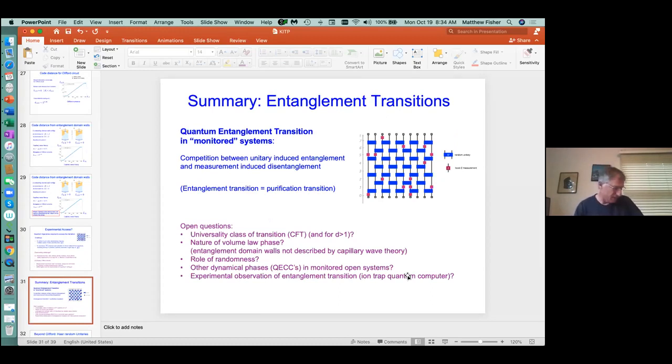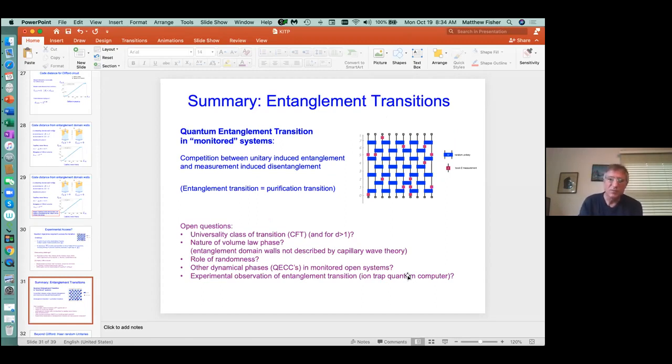So let me just wrap up the summary. We've basically been considering non-equilibrium quantum dynamics in open quantum systems, which are monitored by an observer, in which measurements are made and notated. And we've seen that there's a quantum entanglement transition driven by the competition between the unitary induced entanglement and the measurement induced disentanglement. And that entanglement transition can also be viewed as a purification transition.